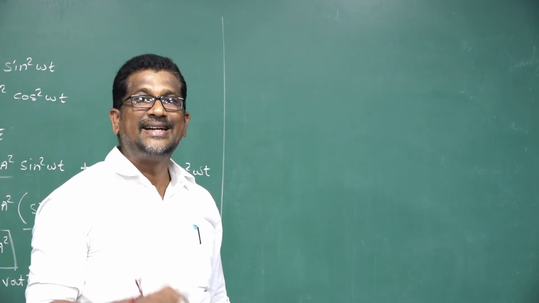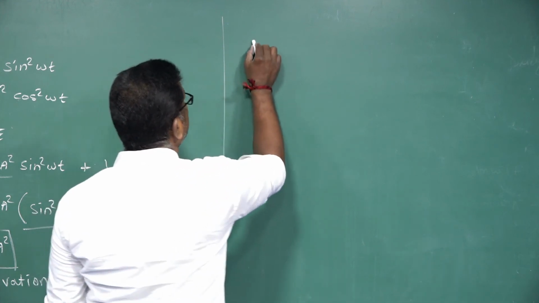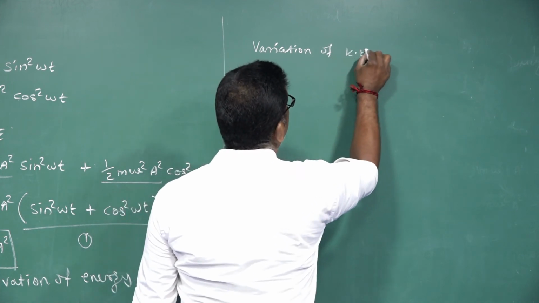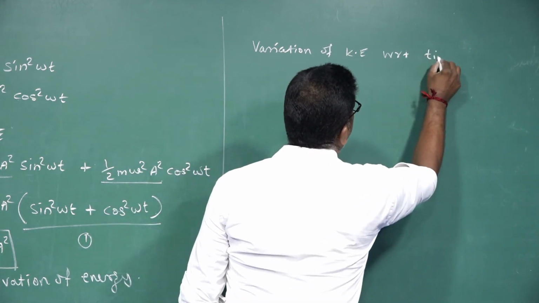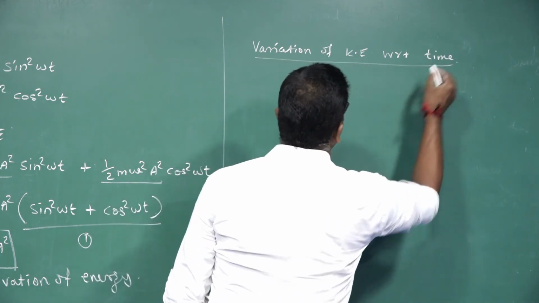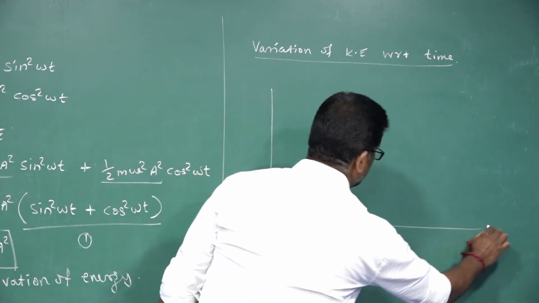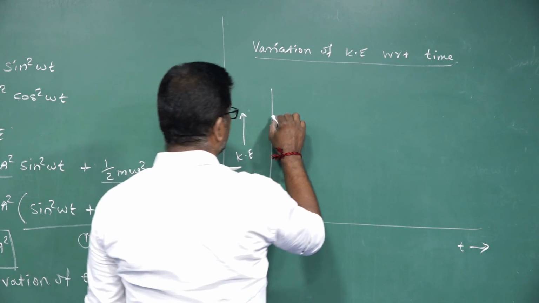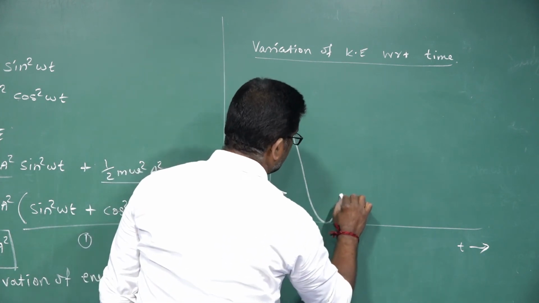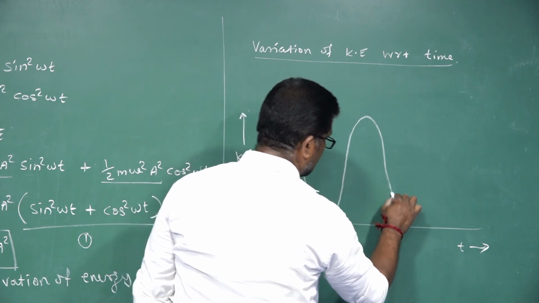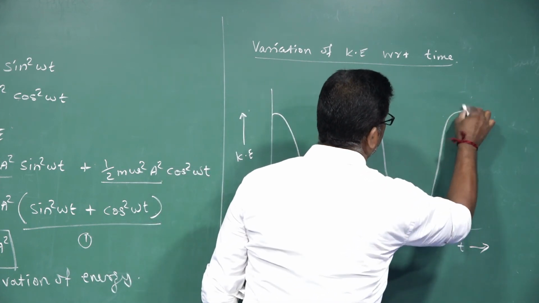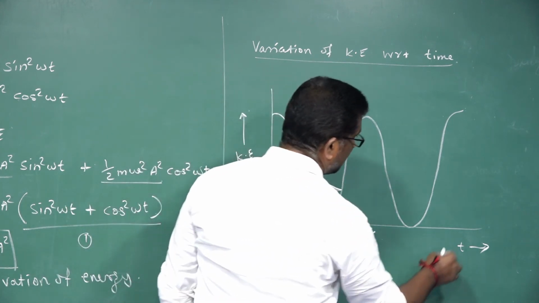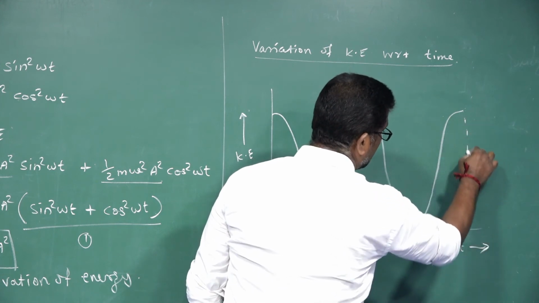Next, the variation of kinetic energy with respect to time graph. Variation of kinetic energy with respect to time. Like this. 0, T by 2, here T.